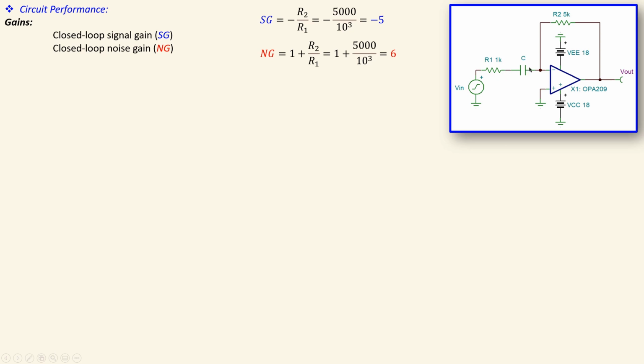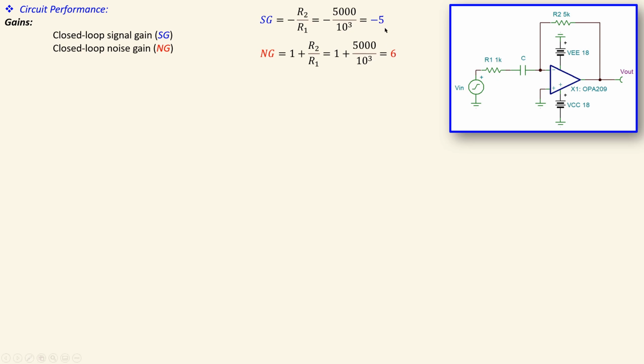And for that we again short this. That will be of course for a specific frequency, and then this will be gone, and we have 1 kilo ohms here and also 5 kilo ohms in the feedback. Looking from this non-inverting input, we will see again the non-inverting amplifier formula, which is 1 plus R2 over R1, and it will result again in a noise gain of 6. So we have the signal gain and the noise gain.